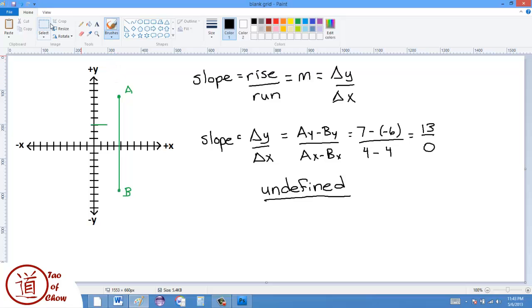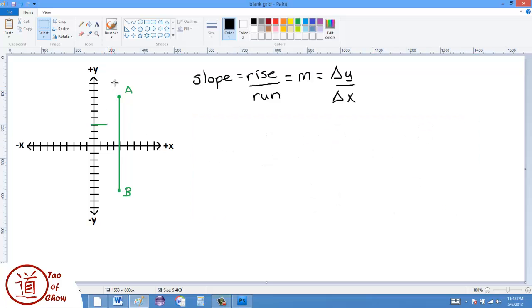Okay, so let's move on to finding the slope of a diagonal line. For this one I like to get a little bit better of a graph here, so I just need to be a little more diligent. So let's say for instance I had a line like this. I'm just eyeballing it here.